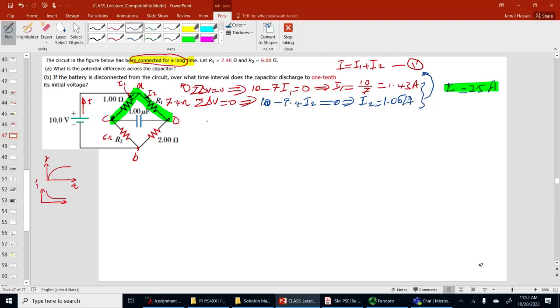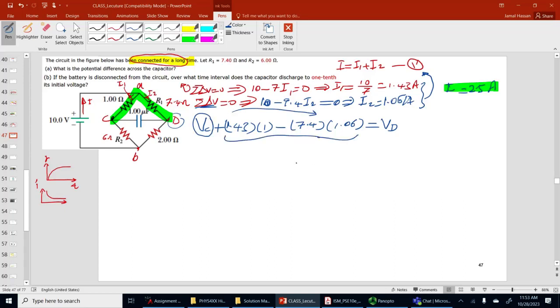So I'll start from point C and apply the sum of the potential differences. Of course, in this case, it will not be equal to 0 because I'm starting from point C and not going back to point C. So it's going to be equal to VC. Now from C to A, I'm going against the current, so it's positive I1, which was 1.43, multiplied by 1 because the resistor is 1. And now I'm at point A, I go toward point D, so I go with current I2, so it's minus 7.4 multiplied by I2, which was 1.06. Now I reach point D, so here it is equal to VD. Simply move VC to the right side and solve for these two. I'm going to just solve it quickly.